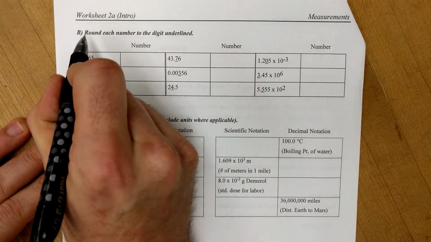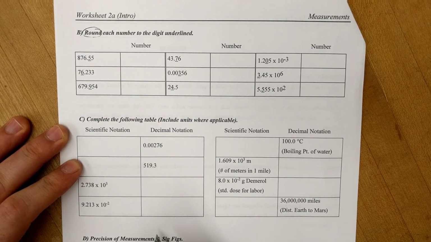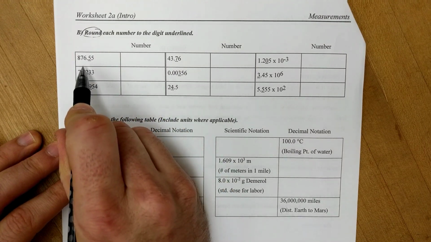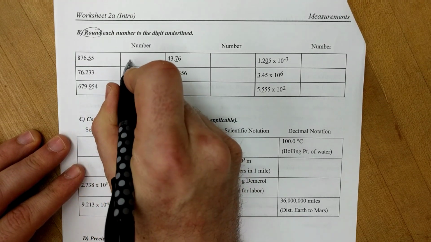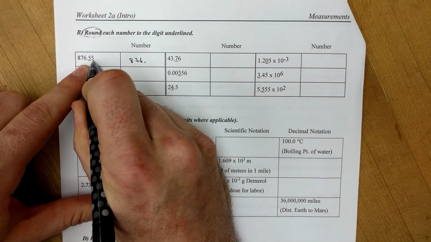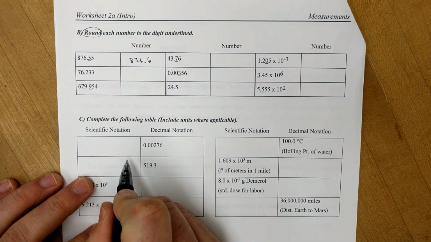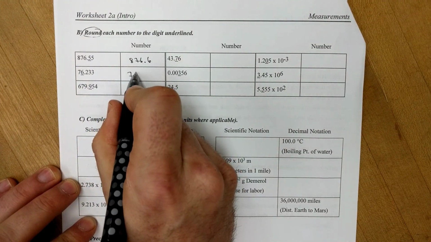So this first one is pretty straightforward. All we're asking you to do in part B is round off each number to whatever digit is underlined. So we need to write this number rounded to the tenths place. So it'll be 876 point, and since the next digit is a 5, it rounds that one up to 6, 876.6.